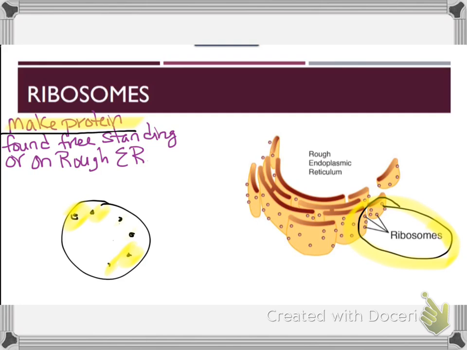Also, a good way to help you remember what a ribosome is is to look at how you spell it: ribosome. If you like ribs, ribs have meat on them, right? So if you eat a rack of ribs, you're eating meat. Well, meat makes protein. It's what gives our body protein. So ribosomes make protein.